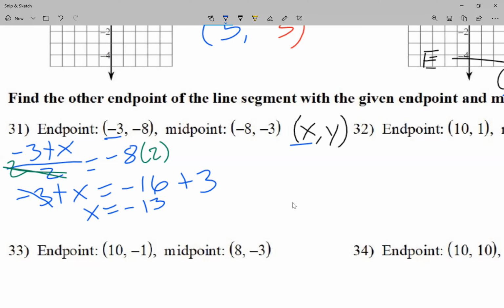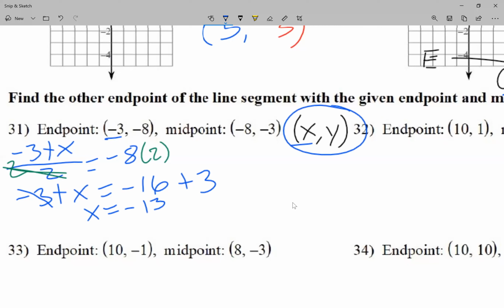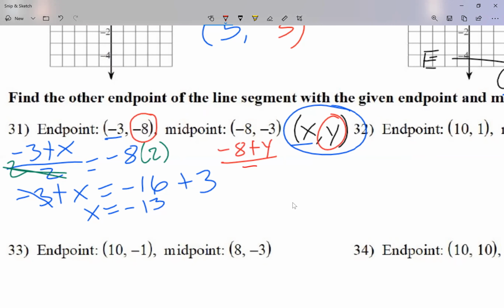All right, I have half of my answer, because remember, I'm trying to find my x and my y value. I already know x equals -13. Now let's find the y value. I know that if I add the y values of my endpoints, which is -8 and y, -8 plus y divided by 2 is going to equal, in this case, -3, the y value of the midpoint. I'm adding the y's of the endpoints, divided by 2, and it equals the y of the midpoint.